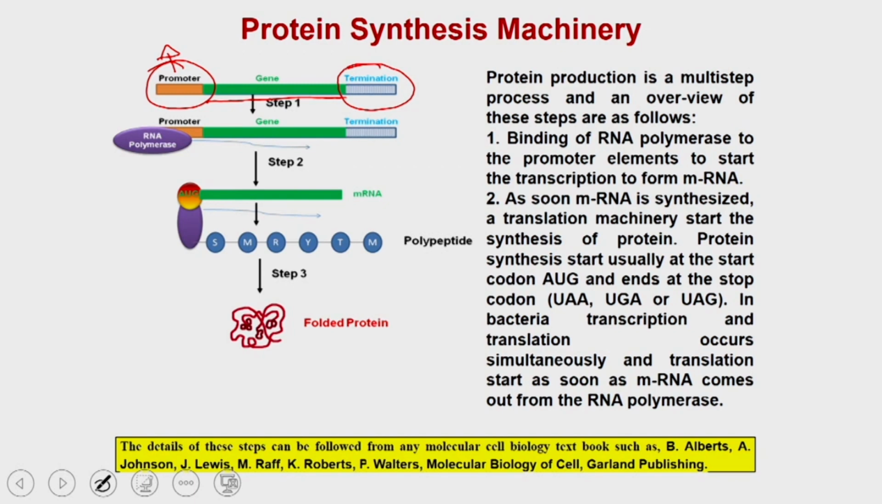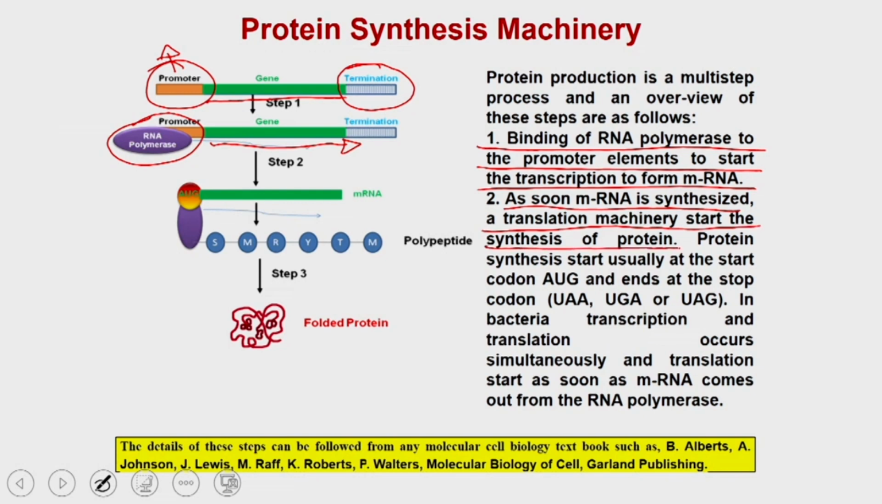You can imagine that in the first step the RNA polymerase will bind to the promoter elements to start the transcription to form the messenger RNA. The RNA polymerase will sit on the promoter and start synthesis of the gene, producing the messenger RNA. As soon as the messenger RNA is synthesized, the translational machinery starts the synthesis of protein.